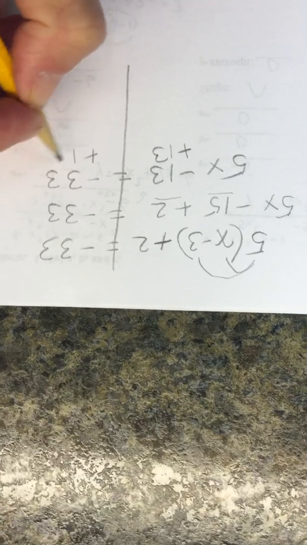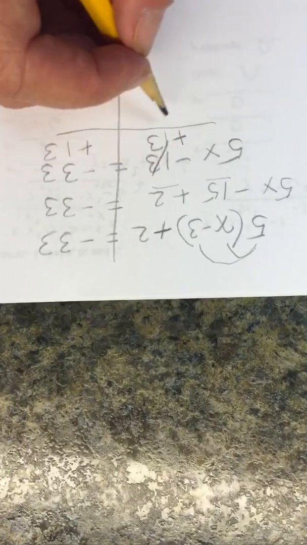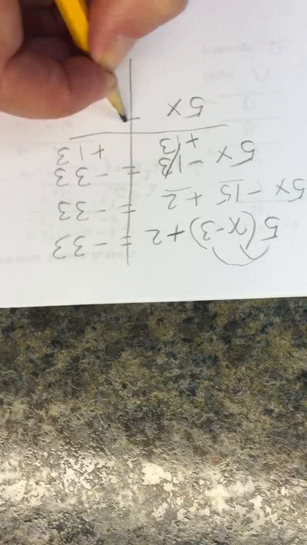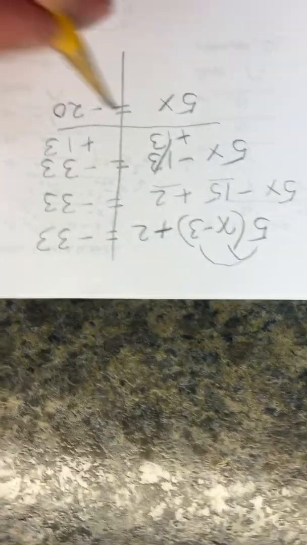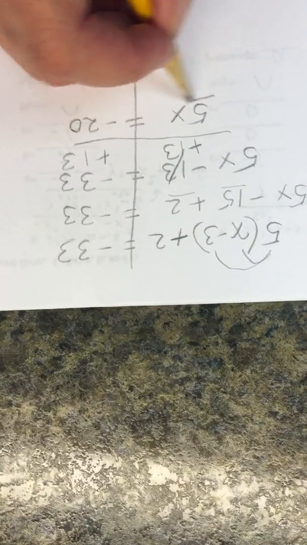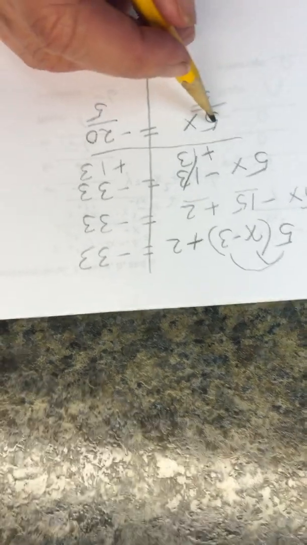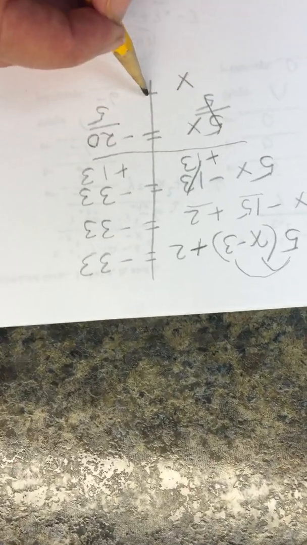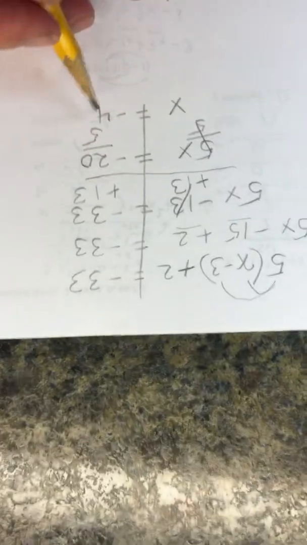If you do it to one side, you do it to the other side. And we rewrite the whole thing. The 13s are gone, they canceled out. 5x comes down, equal sign comes down, and of course negative 33 plus 13 is negative 20. And then how do we undo multiplication? We divide. So we divide this side by 5. Whatever you do to one side, you do to the other side. The 5s cancel out, which is why we did it, and x is now equal to whatever this number is, which becomes negative 4. So x was negative 4.